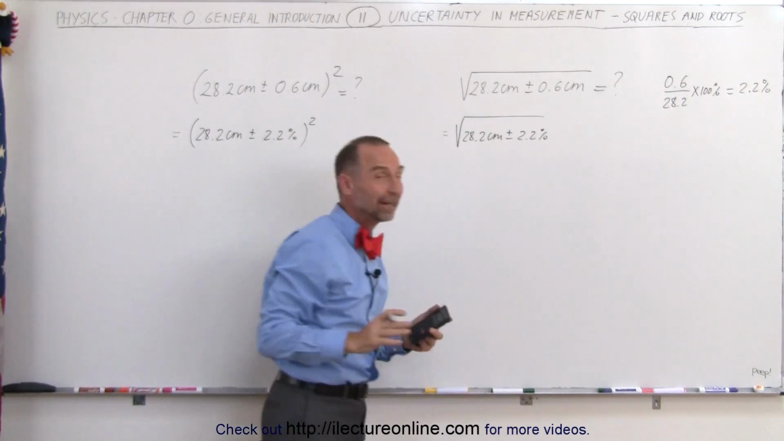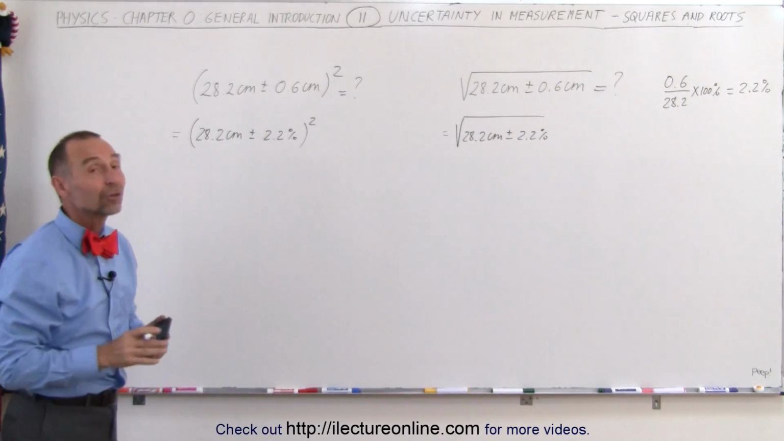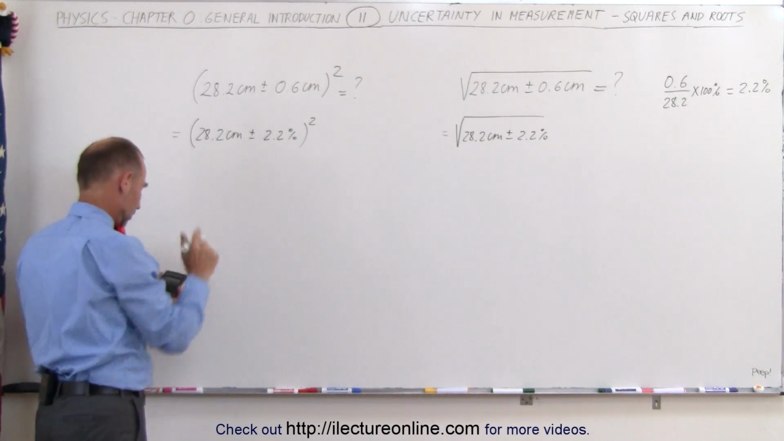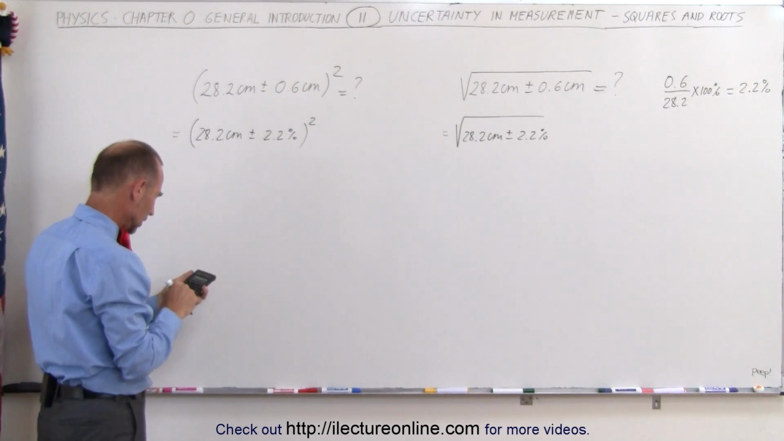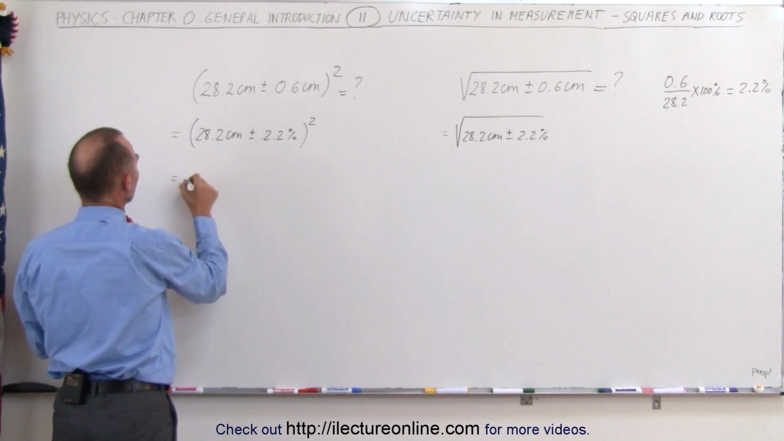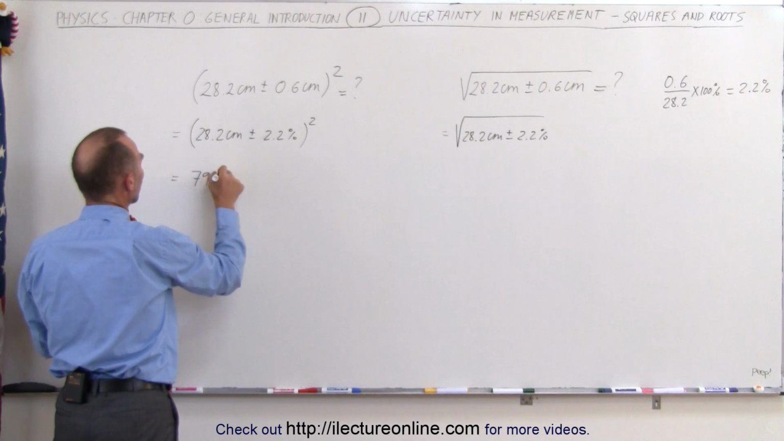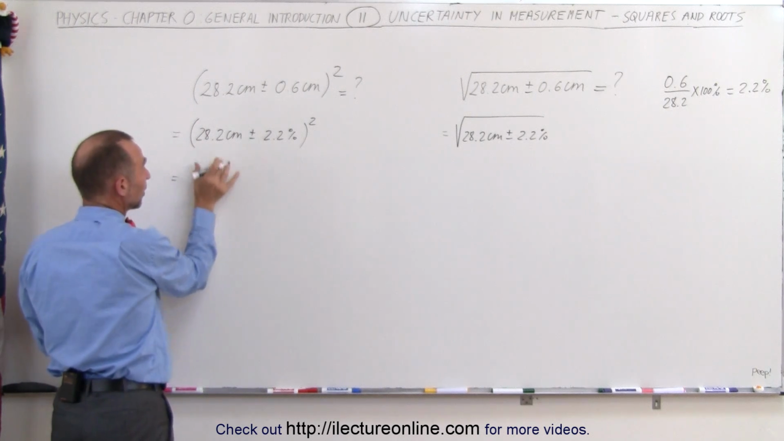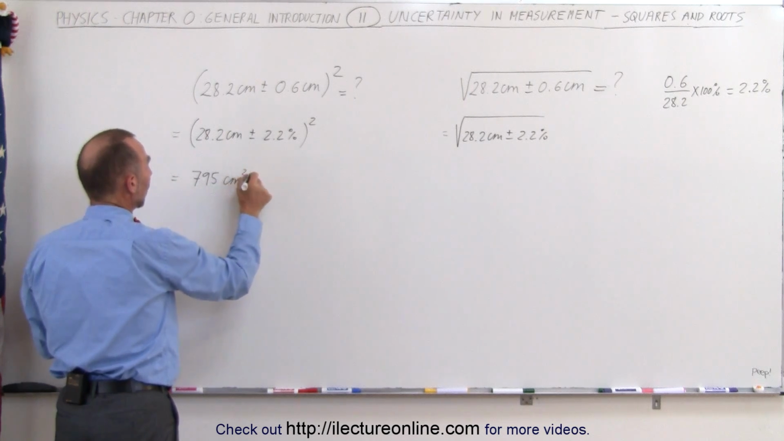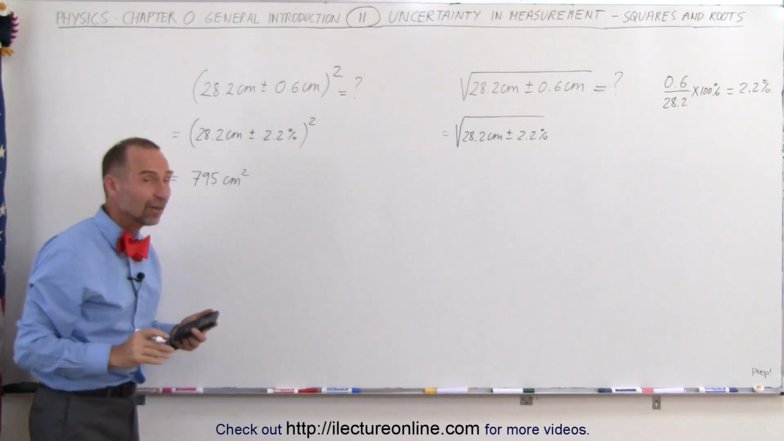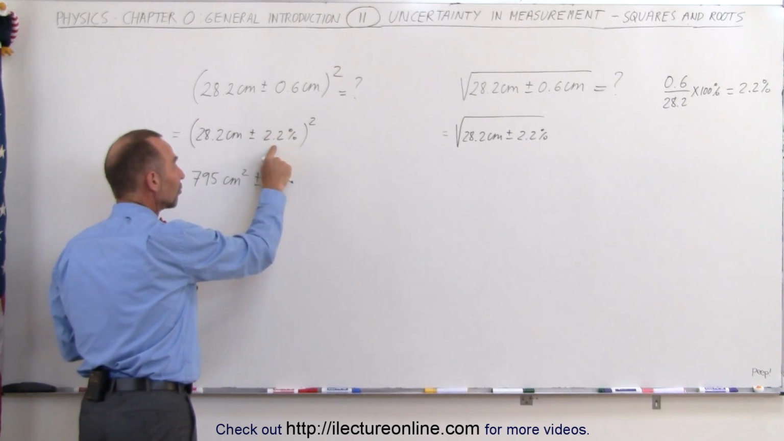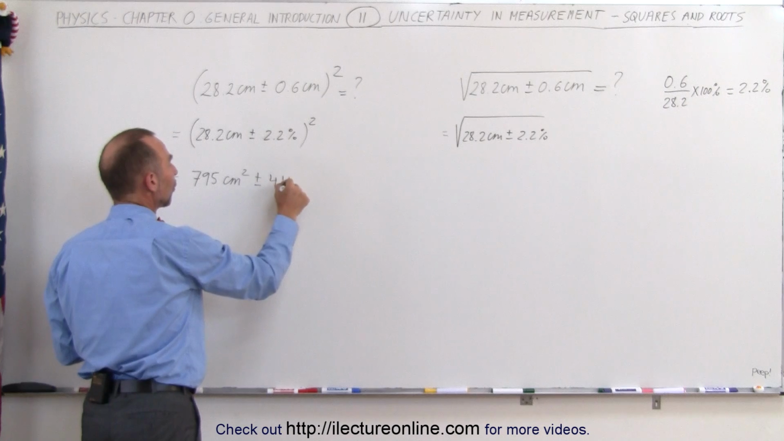All right, so far it's exactly the same for both, but here's where we change things. Here we're going to square this number, so 28.2, and we square that, we get 795.24. But since we only want three significant figures, we just stop at 795. That would be centimeters squared, because we're also squaring centimeters. Now this will be plus or minus, we have to double the percent uncertainty, so this would be 4.4%.